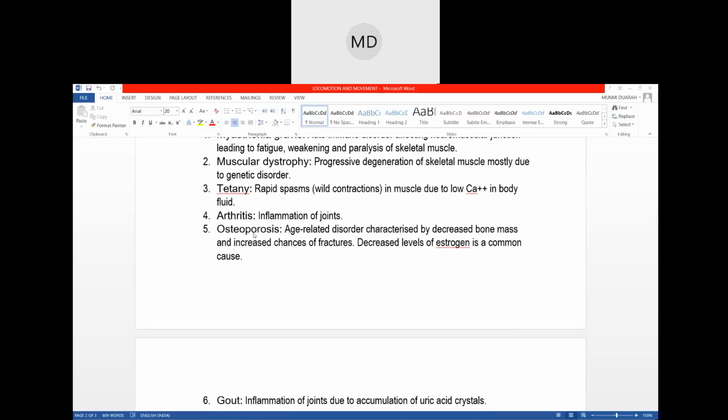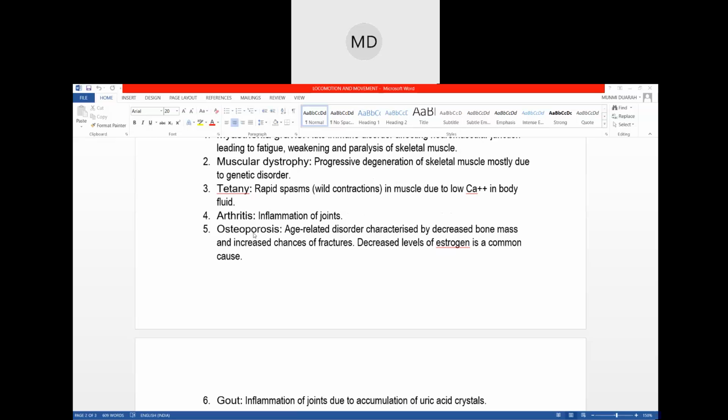Then there is osteoporosis, generally seen in aged women during menopause. What is menopause? Around the age of 50-60, in grown up women the menstrual cycle stops, and that is known as menopause. This osteoporosis is generally seen in menopausal women.